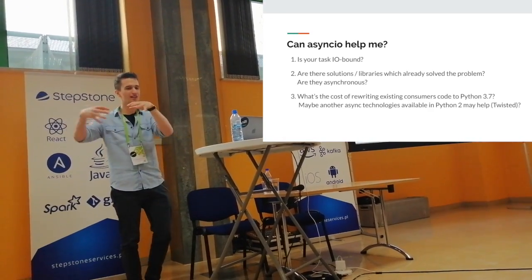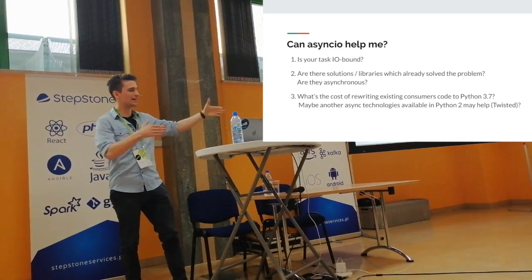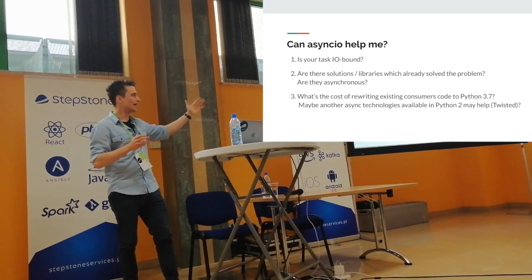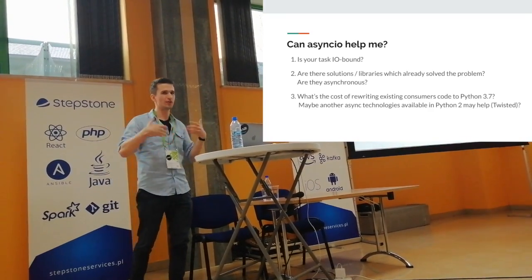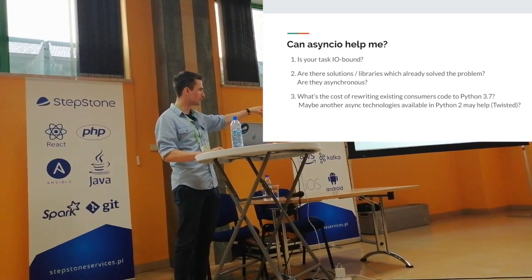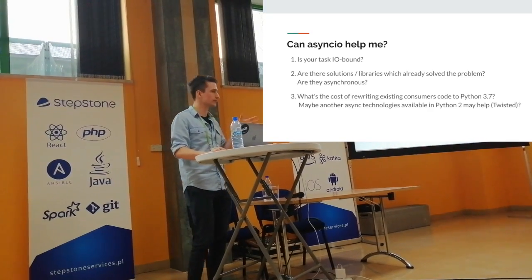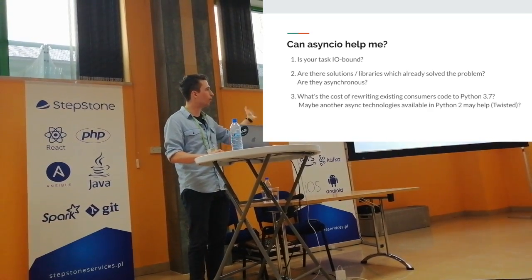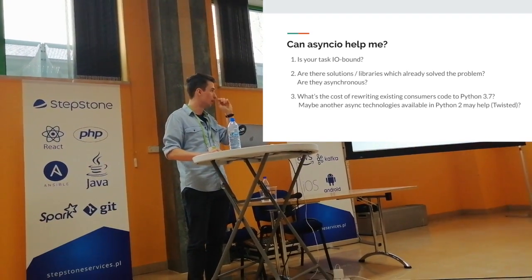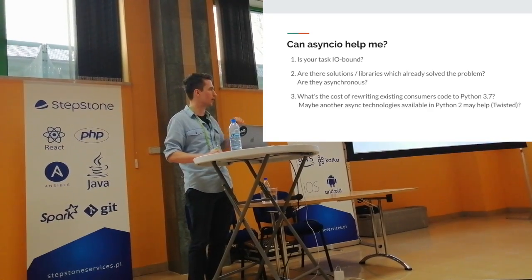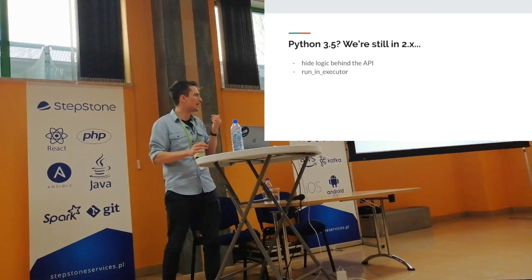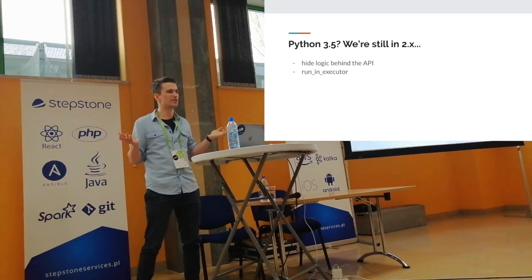So in Python, the asynchronous world, asyncio especially, was added from Python 3.5 or so. It's not from scratch, like from the Python beginnings. You need to take care of that. And also ask yourself about rewriting the consumer's code to Python 3.7, or maybe if you're in Python 2, see if Twisted may help you. This is a library from before asyncio, a similar one. All right, so yeah, you're talking about Python 3.5. We're still in 2.x. Let's face the reality.